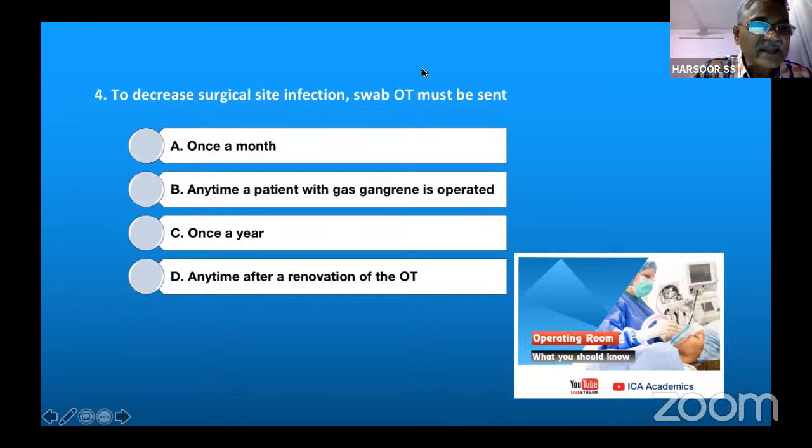And there is another question. To decrease surgical site infection, the OT swab must be sent every week, once a month, anytime a patient with gas gangrene is operated, once a year, or anytime after renovation of the OT. When do you think it should be done? Please give your answers in the chat box.